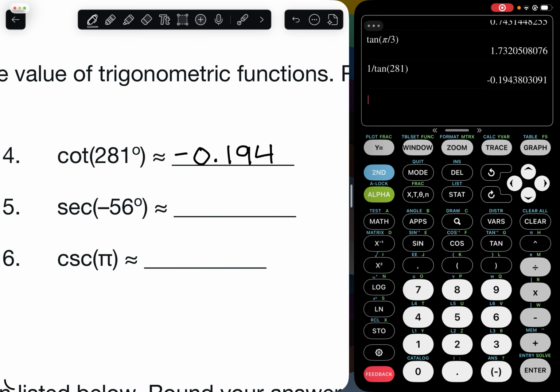Similar idea for the next one. Next one says secant of -56 degrees. I know secant is 1 over cosine, and I know from the last problem my calculator is still in degree mode. So I'm going to do 1 divided by cosine, and then negative is that sign beneath the 3. Don't use subtraction. -56. And we get 1.788.